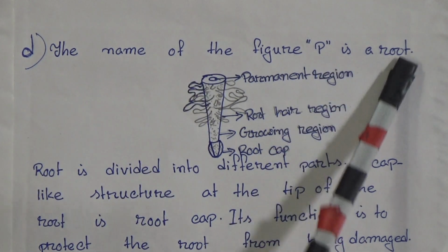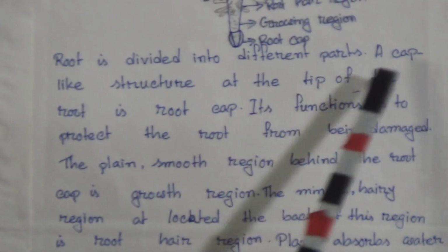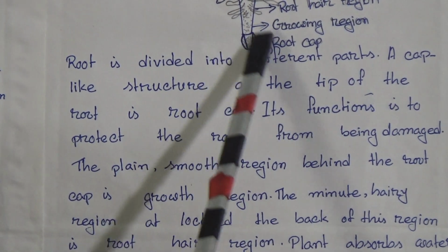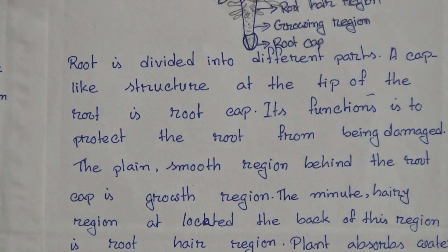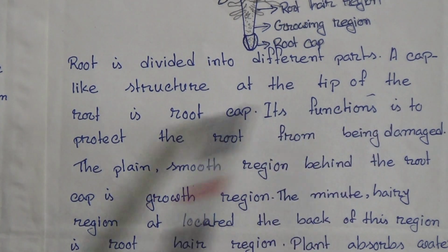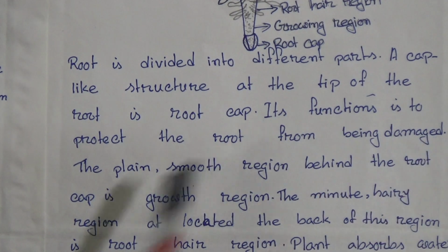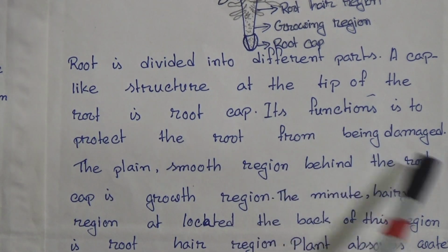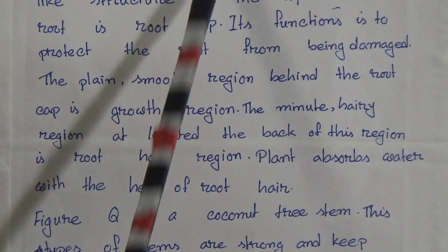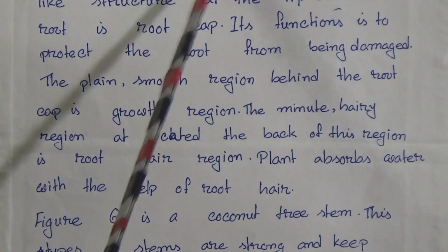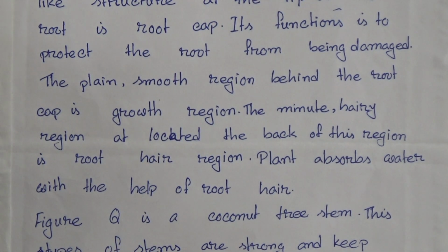The name of figure P is a root. Root is divided into different parts. A cap-like structure at the tip of the root is the root cap. Its function is to protect the root from being damaged. The plain, smooth region behind the root cap is the growth region. After the root cap, the place which is very smooth but growing up is called the growing region.